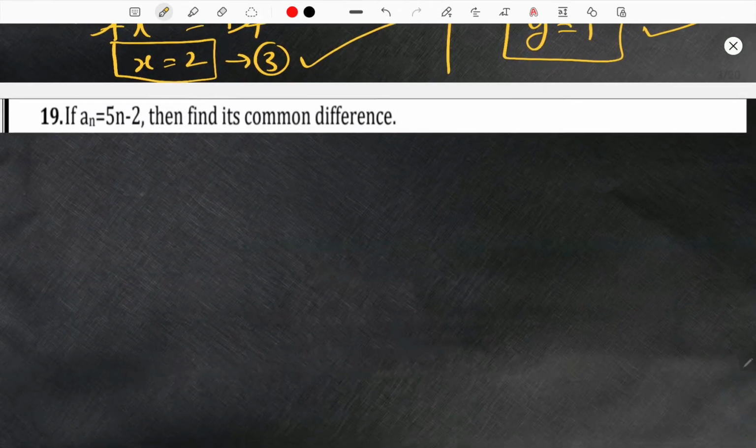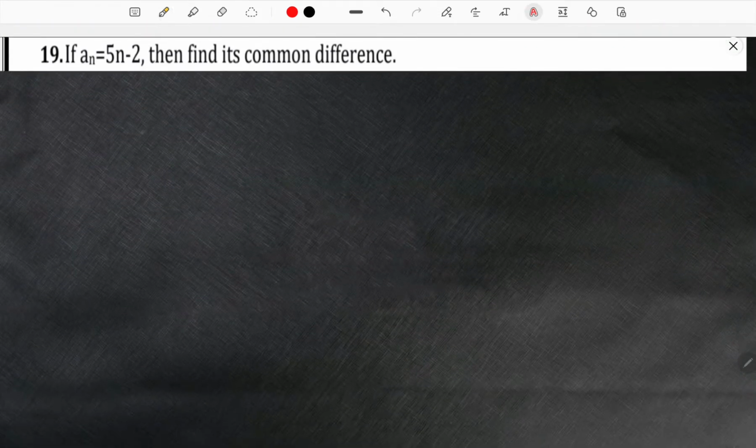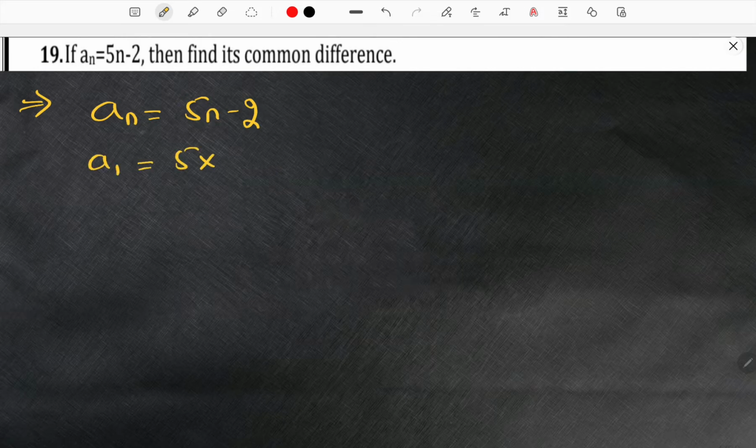Moving forward to the next question. Here is 19th question. If an is equal to 5n minus 2, then find its common difference. So what is the given thing here? an is equal to 5n minus 2. Let us find out the first term. a1 is equal to 5 into 1 minus 2. That is equal to 5 minus 2. 5 minus 2 is 3.